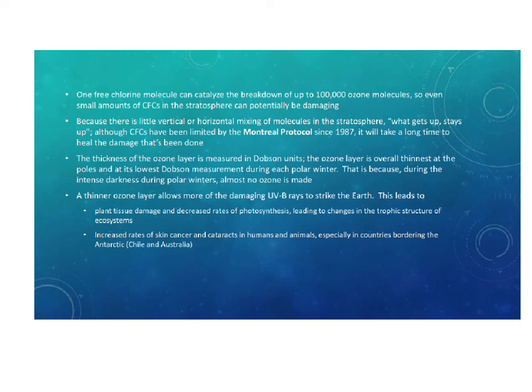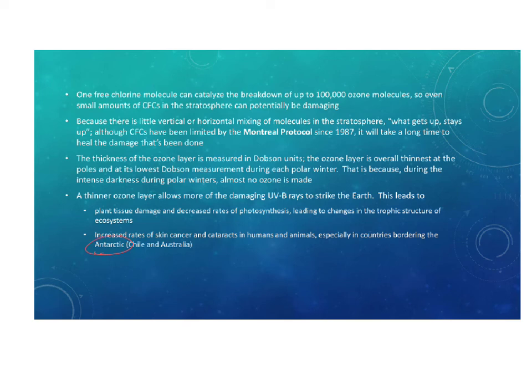A thinner ozone layer allows for more of the damaging UVB rays to strike the Earth. So why is this bad? Well, it leads to plant tissue damage and decreased rates of photosynthesis, which of course leads to changes in the trophic structure of ecosystems. It also causes increased rates of skin cancer and cataracts in both humans and animals, especially in countries that border the Antarctic.